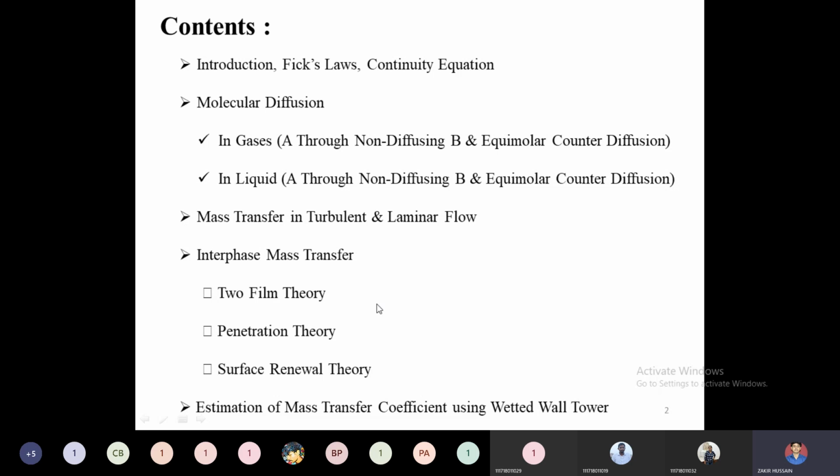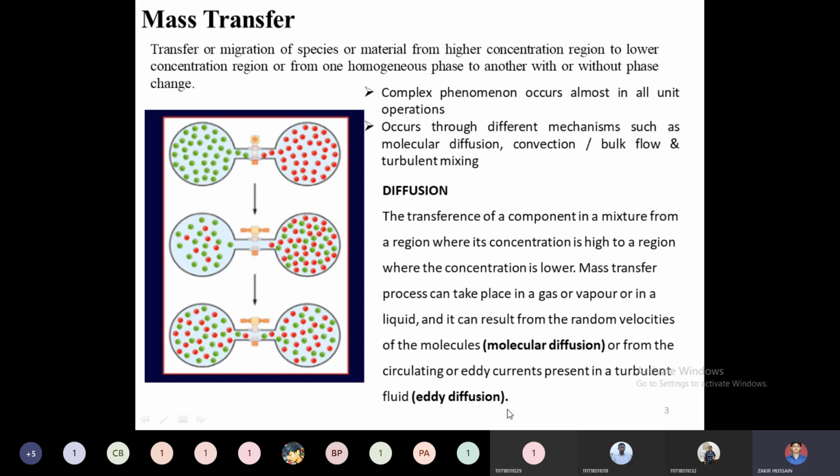Then the surface renewal theory. Then the last one in this unit is the estimation of mass transfer coefficient using a wetted wall tower. A wetted wall tower is nothing but an experimental setup in which the gas is passed through a falling film, and its mass transfer coefficient can be estimated. This is used in laboratory scale or pilot scale plants to estimate the mass transfer coefficient of a particular gas or liquid.